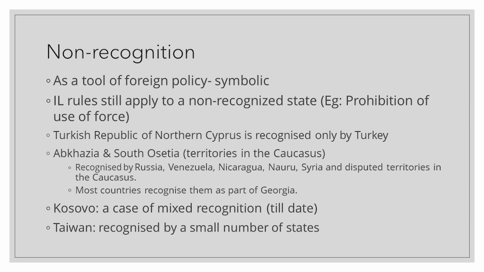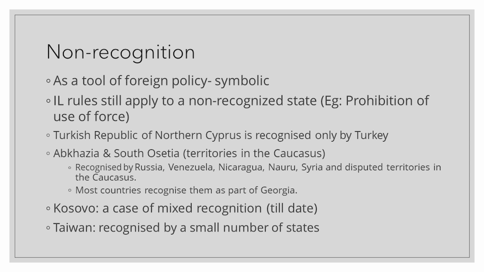So, another example, one example of non-recognition is TRNC, which is the Turkish Republic of Northern Cyprus. It is a part of Northern Cyprus which is recognized only by Turkey till date. So there's no other state that recognizes this state, TRNC, as a state, but Turkey. Turkey is the only state that recognizes the Turkish Republic of Northern Cyprus as a state.